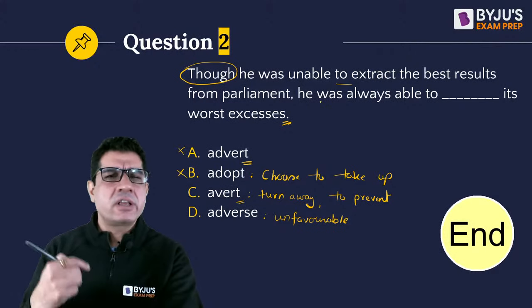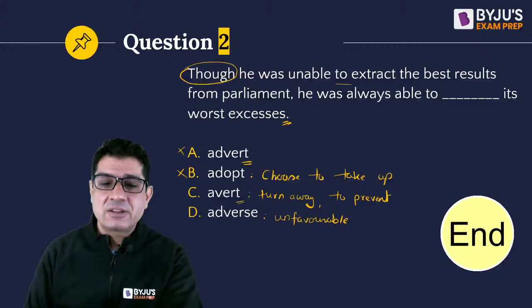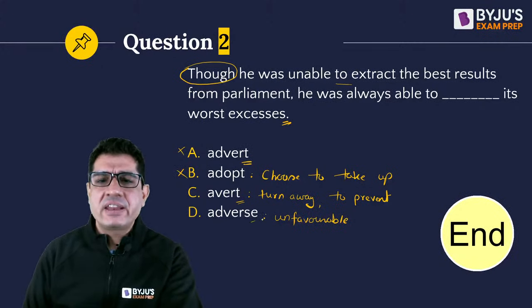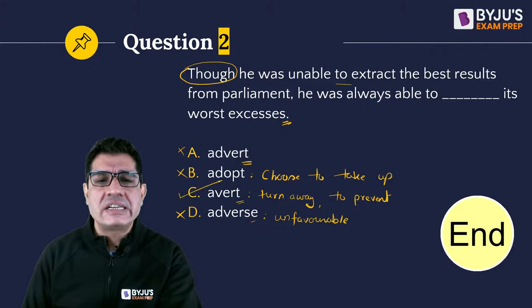Avert. So he was not able to take the best, but he was able to avoid the worst. That is something that does make sense. And then you have adverse, able to, that is, even grammatically this won't go in. So the best answer here for us is indeed option C.